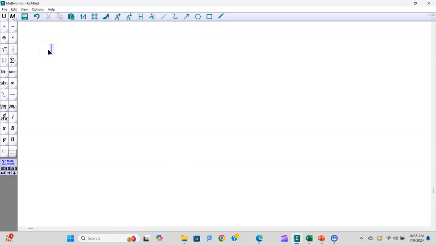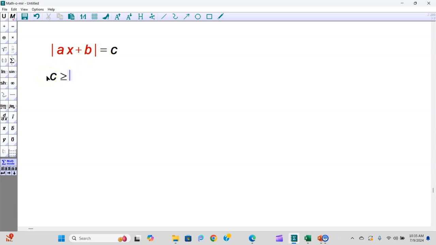Hey guys, let's take a look at solving every equation of the form absolute value of ax plus b equals c. First of all, because on this side here we have absolute value bars, we need to make sure that c is greater than or equal to 0. Then it's a valid approach.